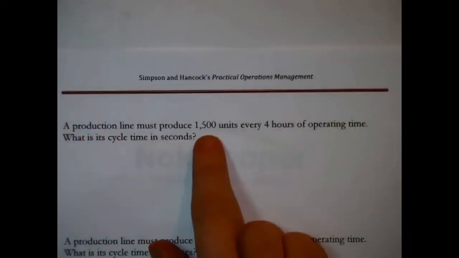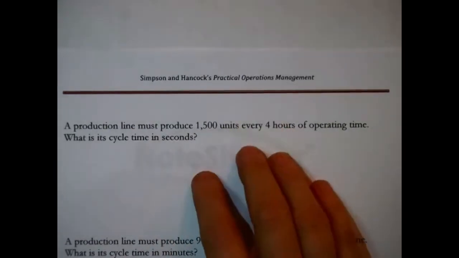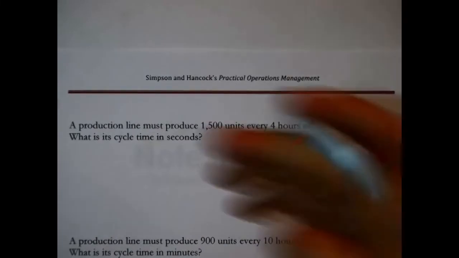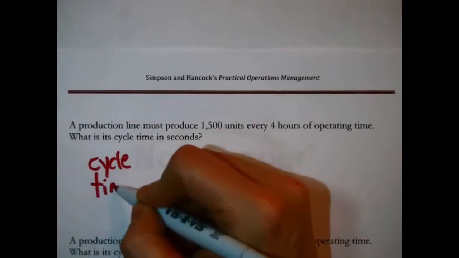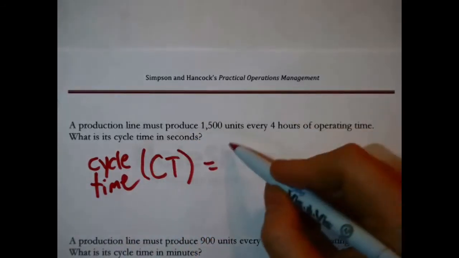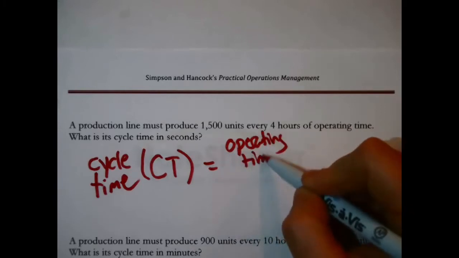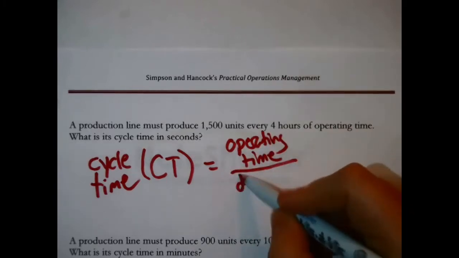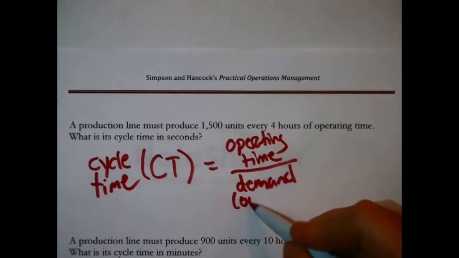A production line must produce 1,500 units every 4 hours of operating time. What is its cycle time in seconds? Okay, cycle time, which we so often abbreviate as CT, equals operating time divided by demand, or output.